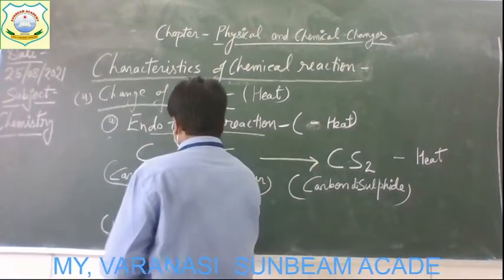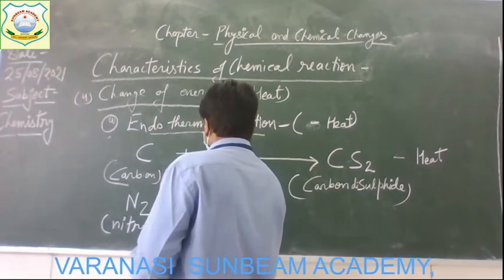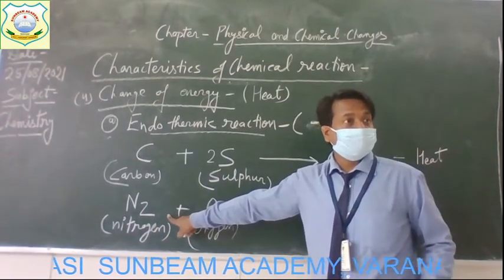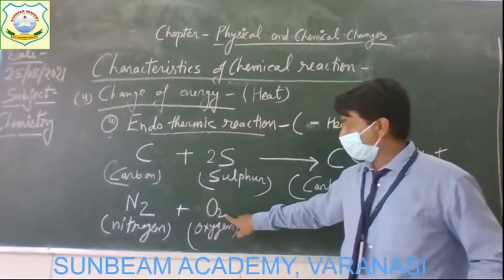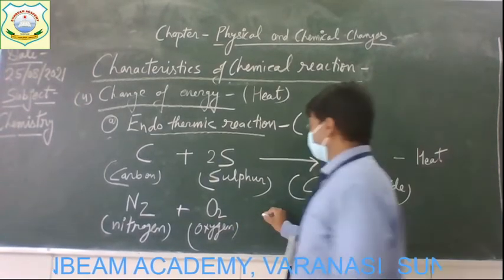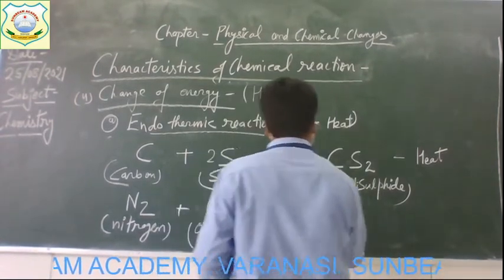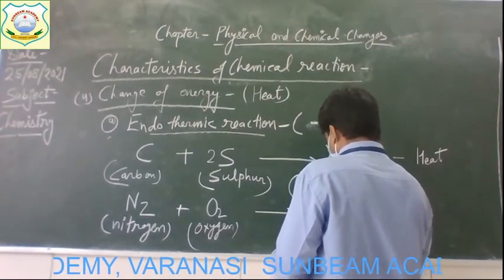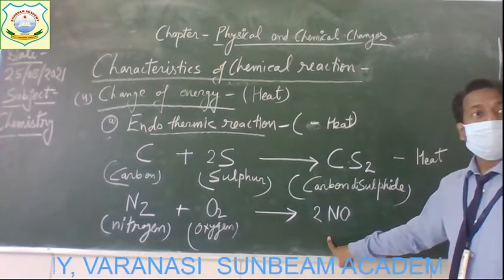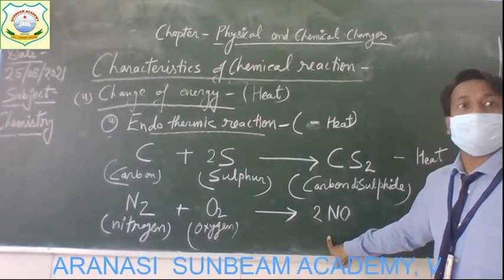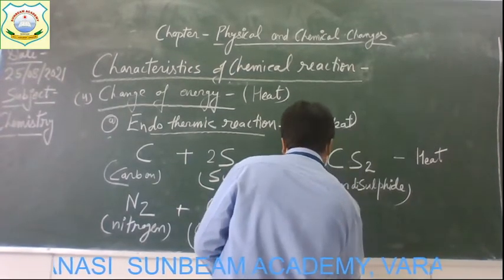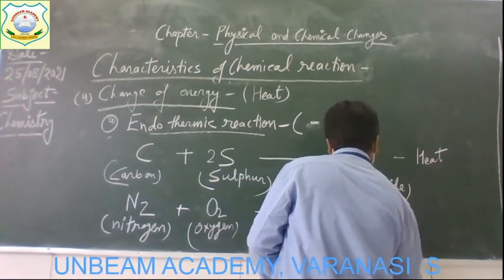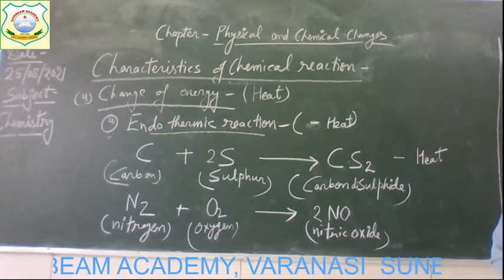When nitrogen is going to react with oxygen. Okay, so N2 is the formula of nitrogen and O2 is the formula of oxygen, and when they both react together, they will form a new product, that is NO. NO is what? Nitric oxide. Okay, so NO will form nitric oxide, and this will form in the form of gas.